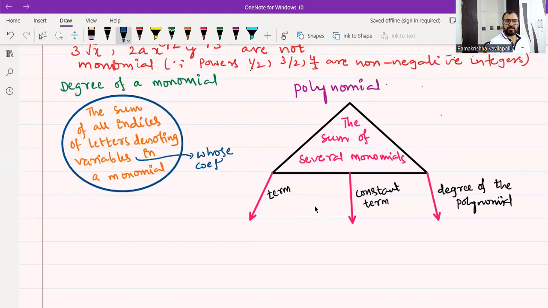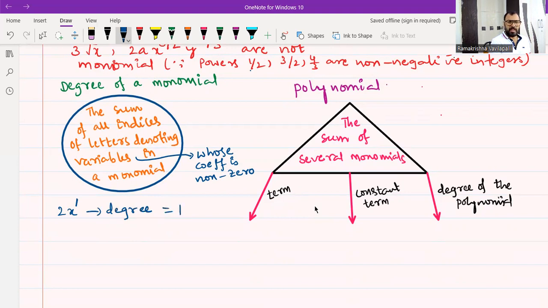Whose coefficient is not 0, is non-zero, in a monomial is called the degree of the monomial. For instance, here you see 2x, right? It is a monomial. So here the exponent of x is 1, right? So what is the degree of this monomial? Degree equal to 1.